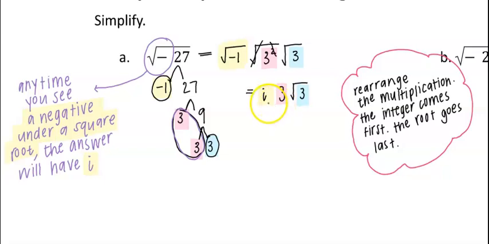Now, once you're here, you have I, 3, square root 3. You just have to rearrange this. They're all technically multiplied by each other, and we know the order of multiplying doesn't matter. But when you write your final answer, it should be in the order with the number first, then the I, and if you have a square root, that comes at the end. So your final answer here should be 3i square root 3.